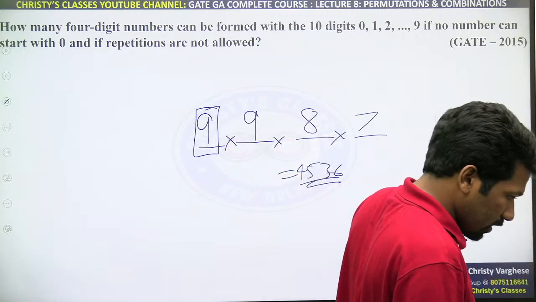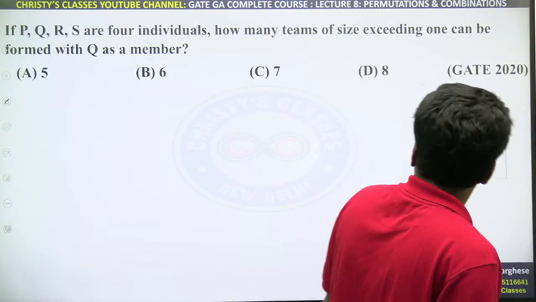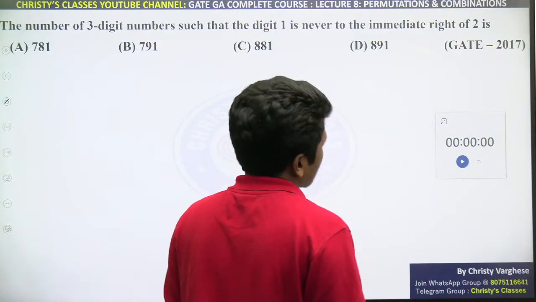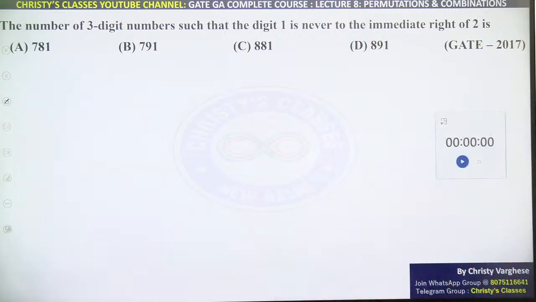GATE 2015 problem. Then try this question, another number based question asked in GATE.